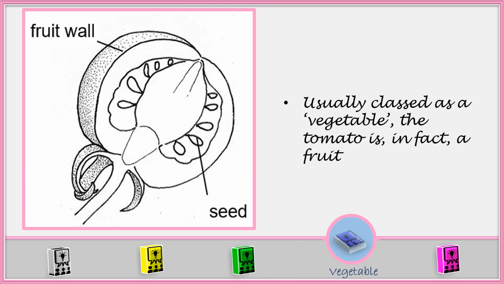Usually, tomatoes are classified as vegetables, but the tomato is a fruit. What is a fruit? The one that has got two scars, that scar and then that scar, then it qualifies to be called a fruit. It has two scars, one at the anterior and the posterior.